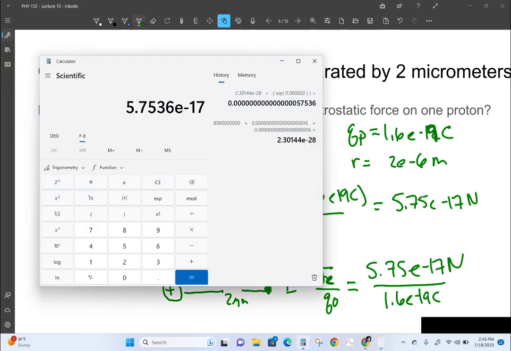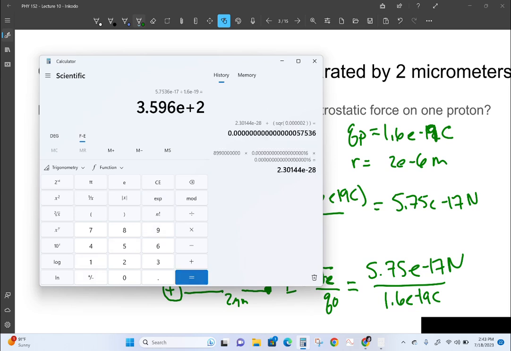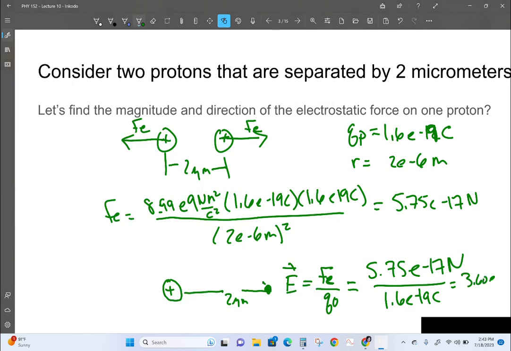So if I do the math on this, we're just going to leave this here because it's there, divided by 1.6 exponent negative 19 equals 3.60 e to the 2, or 360 newtons per coulomb. So a coulomb of charge at this location would feel 360 newtons. If I only had half of a coulomb, it would feel 180 newtons, and so forth. So I can say that at this location, that's how strong the electric field is.